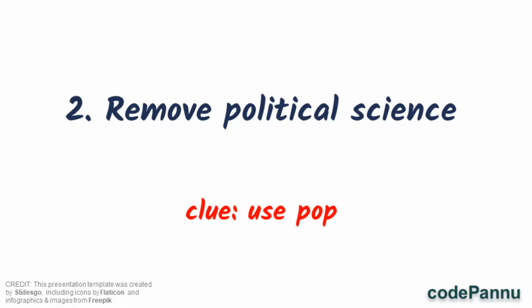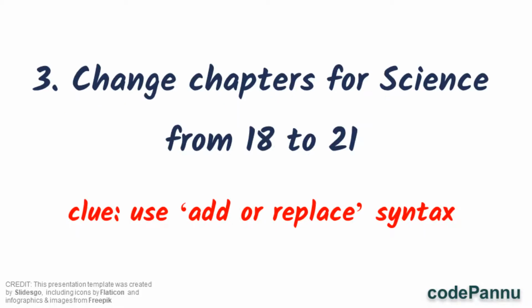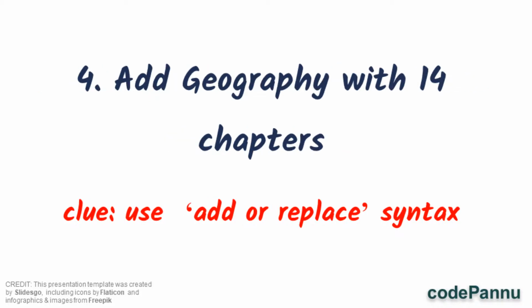Third task, she tells you to update the number of chapters for science to 21 instead of 18. Yeah, this is again very easy. We can use the add or update syntax to update the value for science. Finally, she also asks you to add geography with 14 chapters. Alright, so you're going to add the key geography with the value 14.